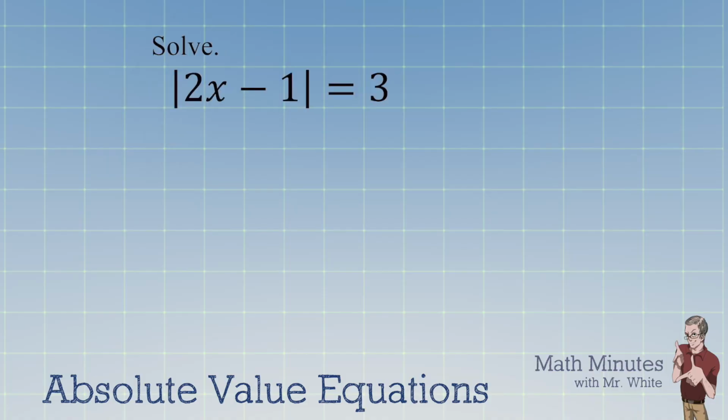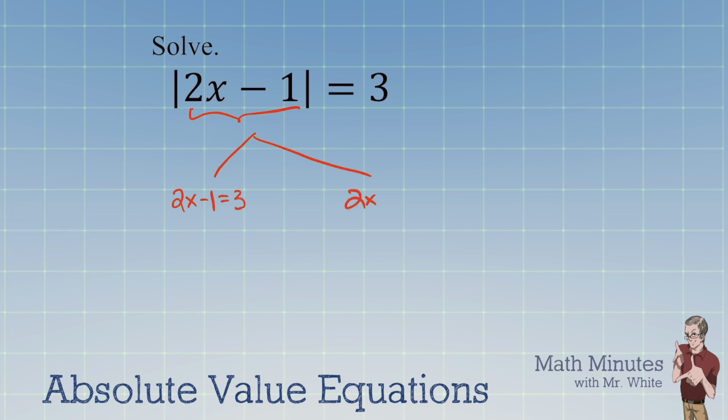Okay, so now we're going to start to build up the difficulty of the number of steps involved here, but it really starts out the same way. So we're going to start out by saying the expression in the middle, 2x minus 1, could come out to be 3 or negative 3. So I'm going to branch this problem off into two equations. Notice there is no absolute value in my writing anymore, right?